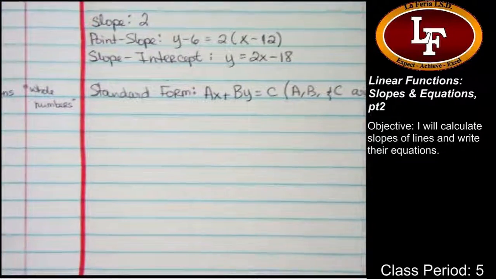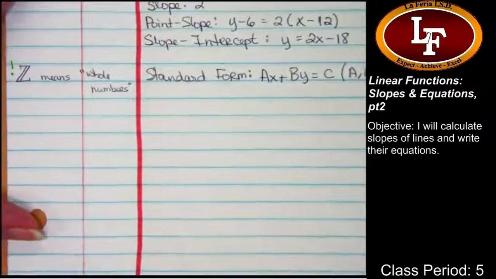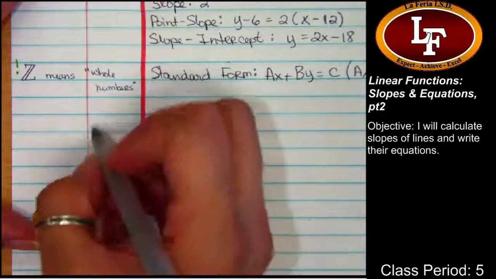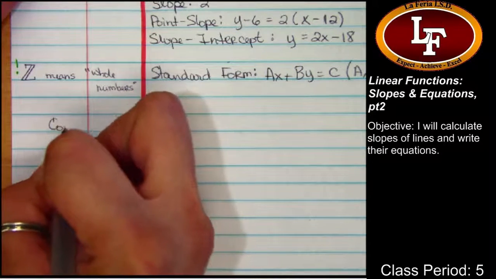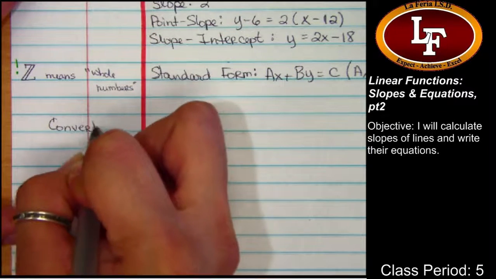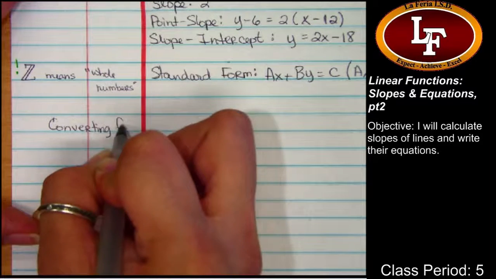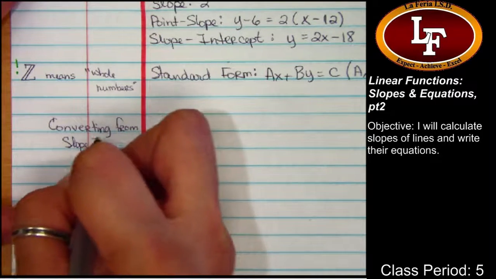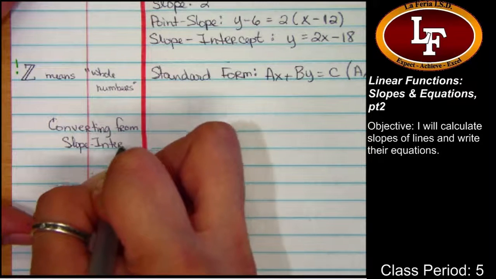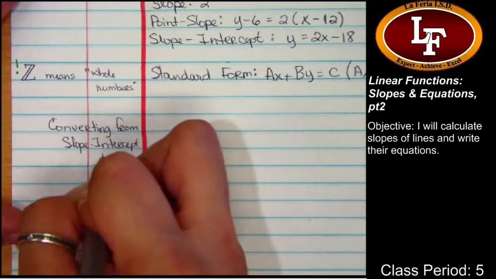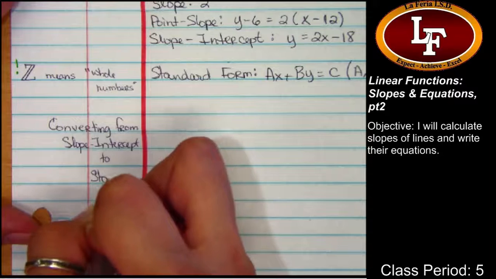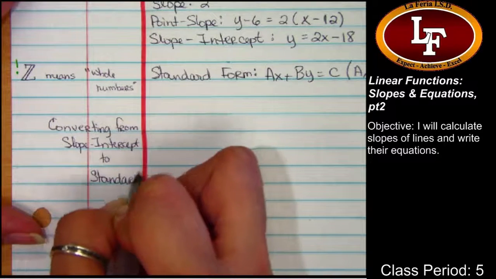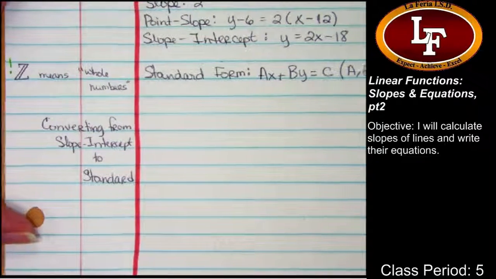All right. Come back with me over here to the left-hand side real quick. Now you can see it. I'd like you to title this section, Converting from slope-intercept to standard. That's what we're going to work on today.